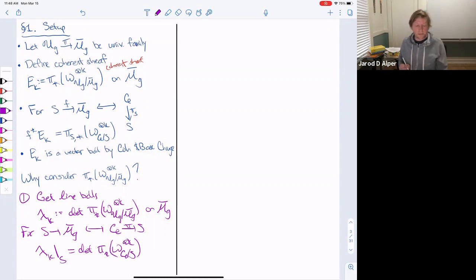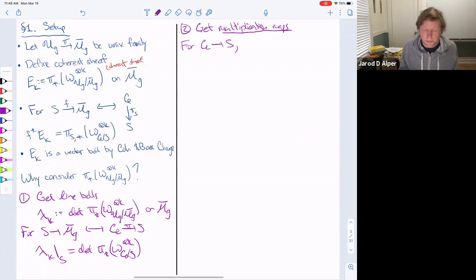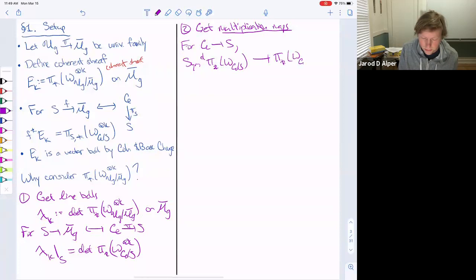But not only do we have line bundles, there's more structure here: interesting multiplication maps. For a family of curves, I could also do this for the universal family, but for a family of curves, if I take the dth symmetric product of the push forward of the relative canonical, this maps to the push forward of the dth tensor power of the canonical. This map plays a very important role in today's argument.